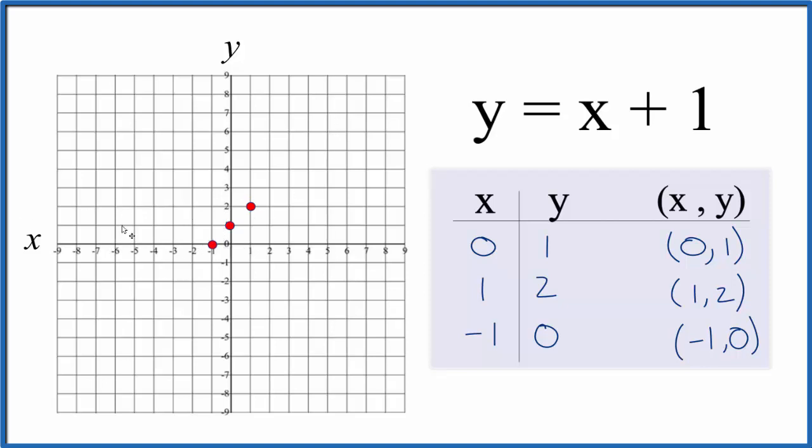And these are the 3 points that we could draw a line through to have the graph for y equals x plus 1. Let's do that. And then let's put arrows on the end to show that our line here goes to infinity.